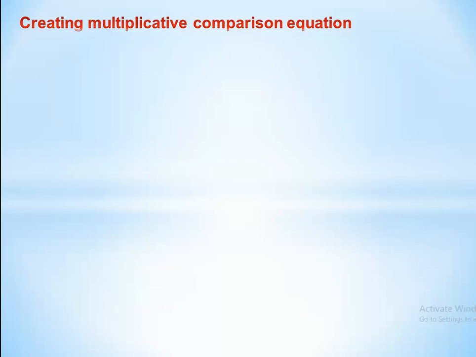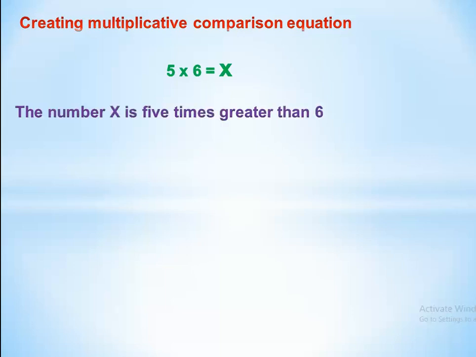Creating multiplicative comparison equations. Okay, let's see. If we set 5 times 6 equal x, it means x is 5 times greater than 6, or 6 times greater than 5. So we can represent it like this: 5 times 6 equal x. We can say that the number x is 5 times greater than 6.